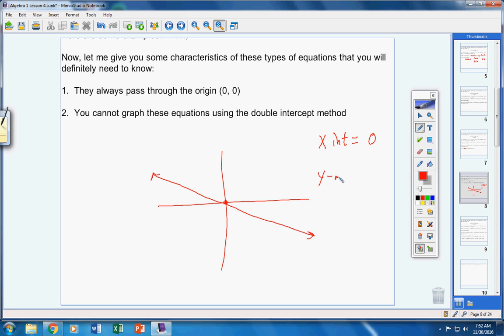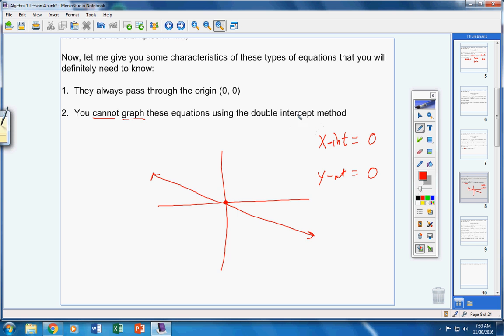Where does it cross the y-axis? What's the y-intercept? 0. So if you're using the double intercept method, and all that you have is one point right here, how can you draw the line? You cannot graph direct variation equations by using the double intercept method.